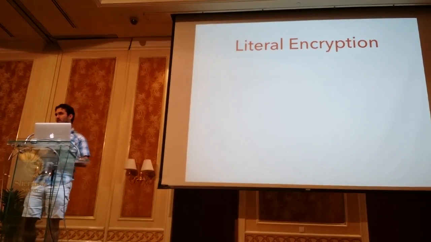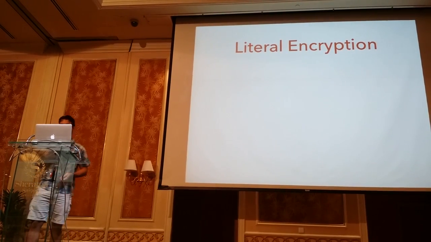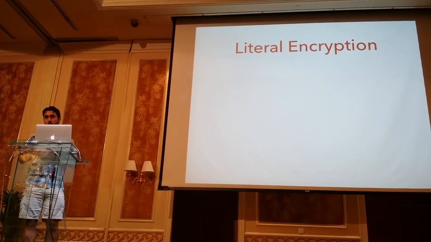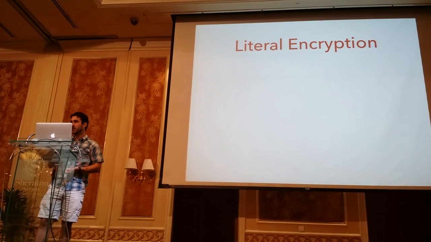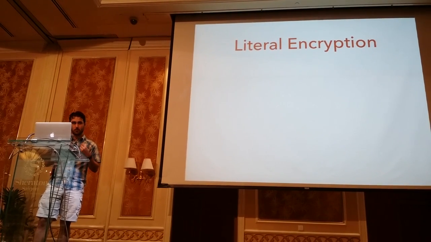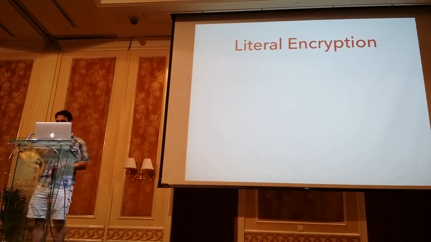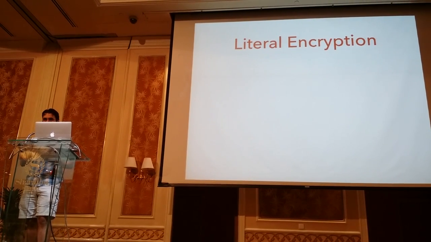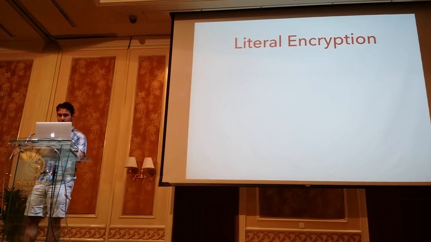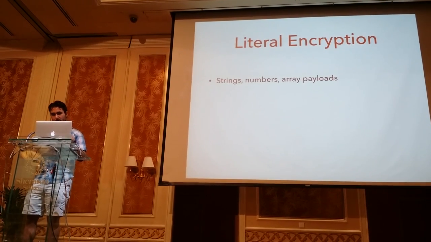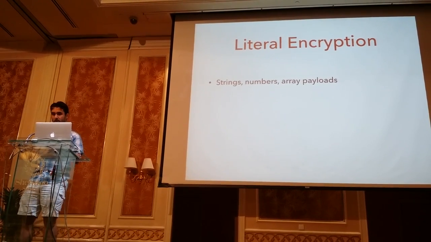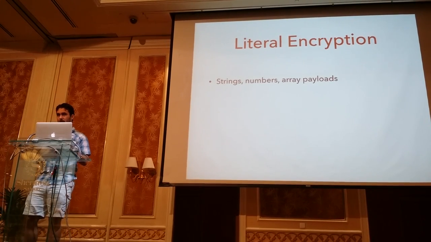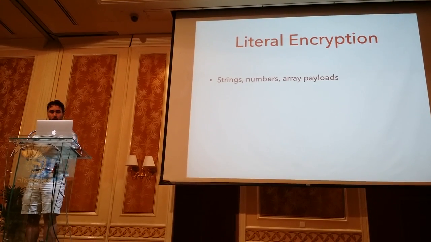So the second type of obfuscation is literal encryption. This one I didn't see for a long time looking at Android applications. There weren't any tools that did it automatically, and the only people doing it were making their own, and they're usually not very good. It covers strings, numbers, and array payloads. If you're familiar with Smali and Android reversing, you've seen array payloads before.